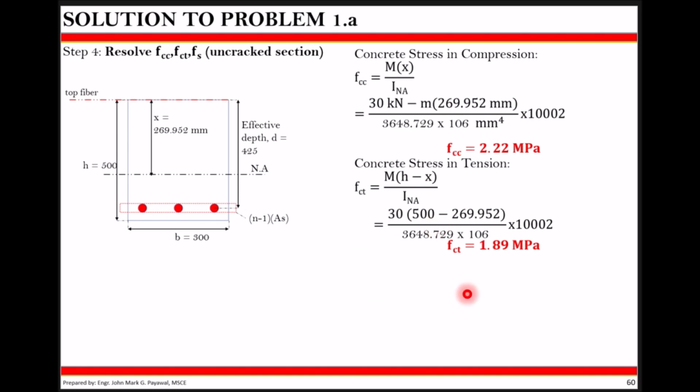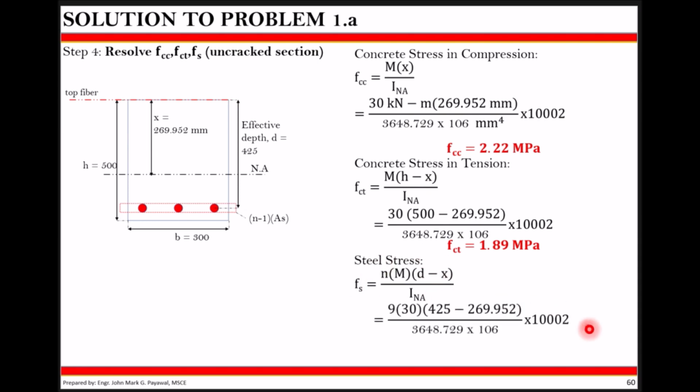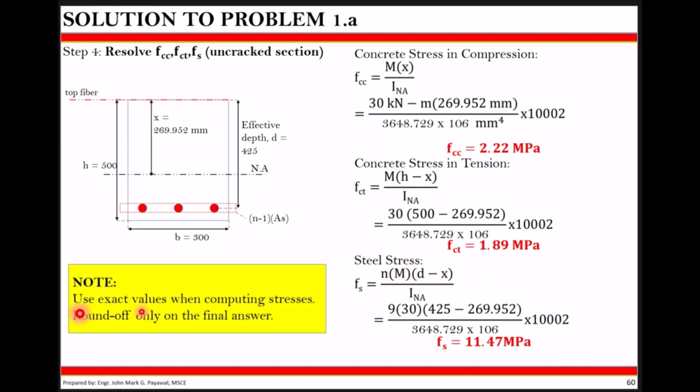The last equation would be the steel stress, Fs. Fs is n multiplied by the moment multiplied by d minus x over INA. And putting the values, we could now solve for Fs. Fs is 11.47 megapascal. So these are the stresses yielded on your concrete when it is subjected to a moment of 30 kilonewton meter. Note, use exact values when computing stresses, and round off only in the final answer.